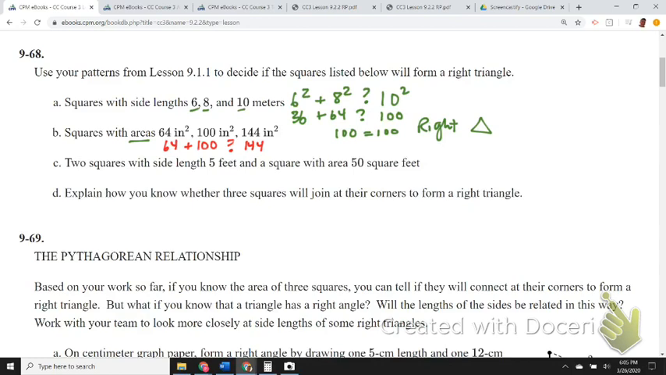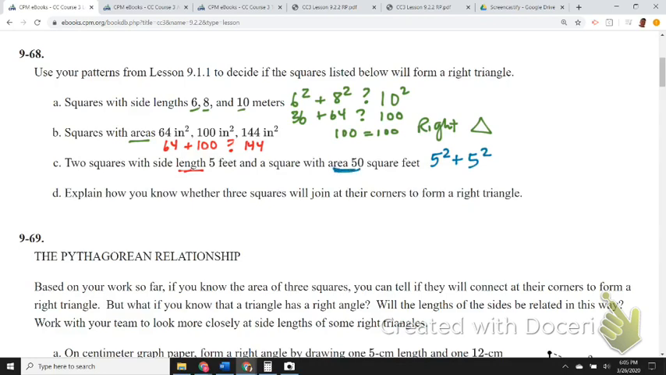Side length of 5, that means the length is 5. That means I need to square that. So I'm going to change the color so we don't mix things up. I'm going to have 5 squared, that's one side length, plus the other side, because we know it's a square, all sides are the same. I'm going to add 5 squared. And how does it compare to the area?